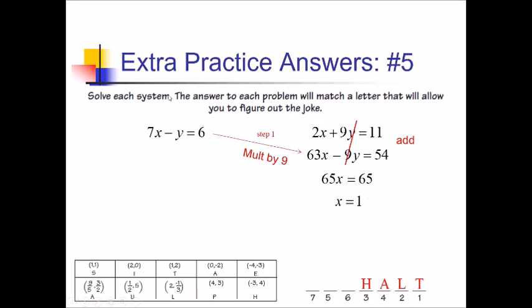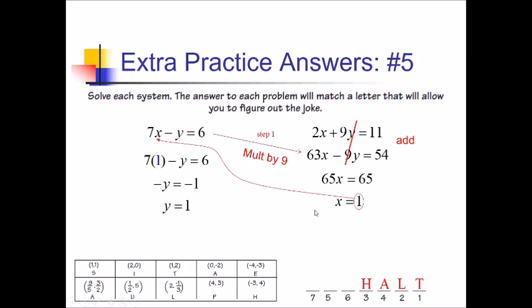Let's plug that back in over on the left side. So we have 7 times 1 minus y equals 6. This is just 7 over here, so I can immediately subtract 7 from both sides. That gives me negative 1 on the right side. And dividing both sides by negative 1, we end up with y equals positive 1.